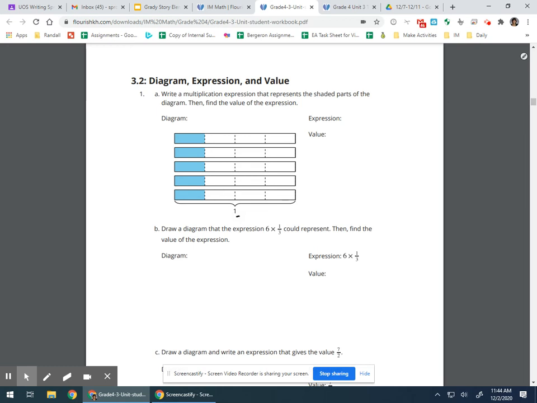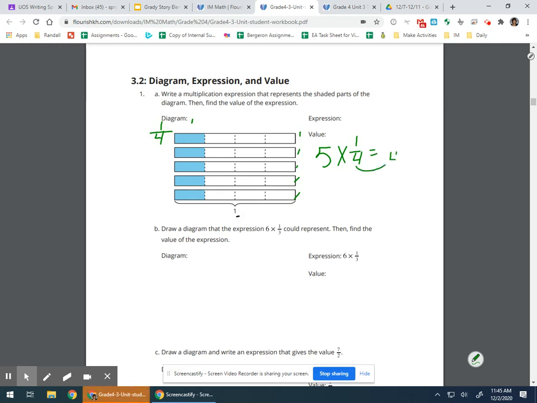So think about this. All right. How many pieces? There's 4 pieces. So I know my whole is going to be 4. 1 is shaded in, so it's 1/4. Correct? But how many times 1/4? So how many are there? 1, 2, 3, 4, 5. So I'm going to do 5 times 1/4 equals what?